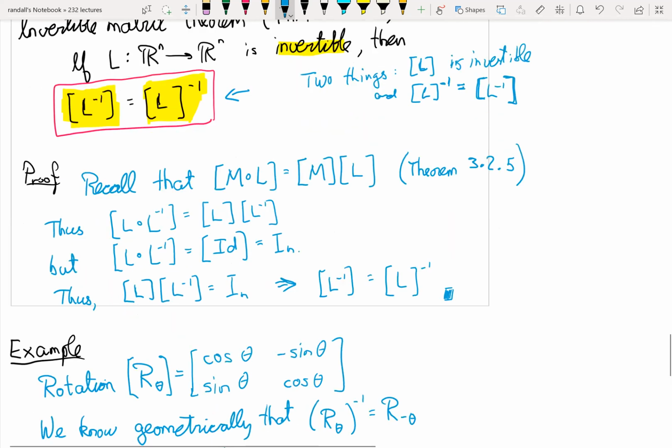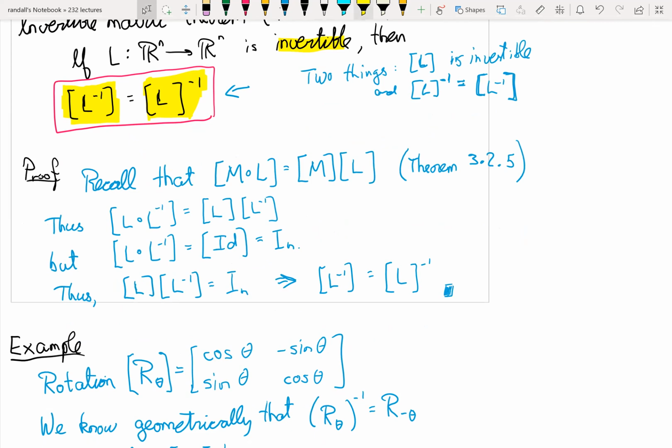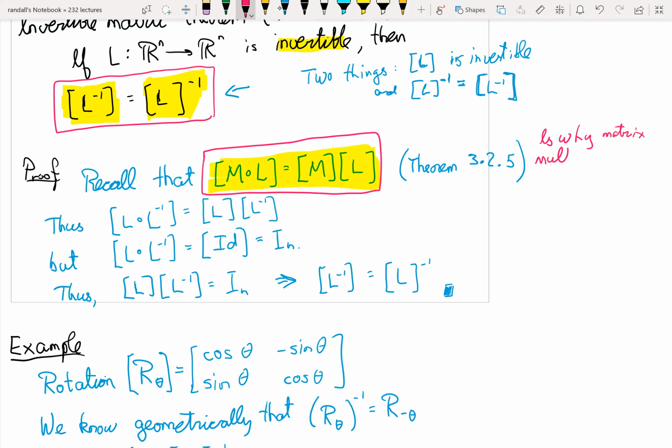The proof is pretty simple once you understand all these concepts. Let's look at this proof. It uses this very important relationship between composition and matrix multiplication. Read this very carefully. On the left it says the standard matrix of the composition of two transformations, M and L, is the product of their standard matrices. This, by the way, is why matrix multiplication is the way it is, that complicated formula, row dot column. This is why this theorem is true. It is why matrix multiplication is defined the way we defined it. Otherwise this theorem wouldn't be true.